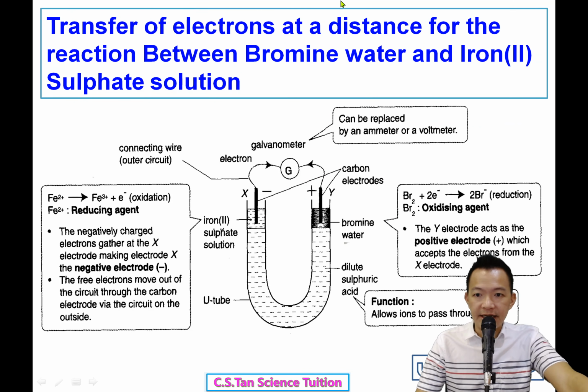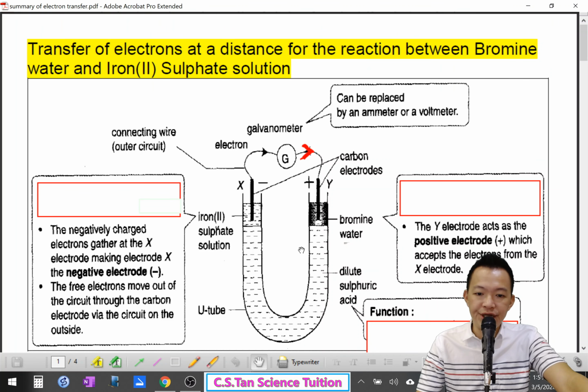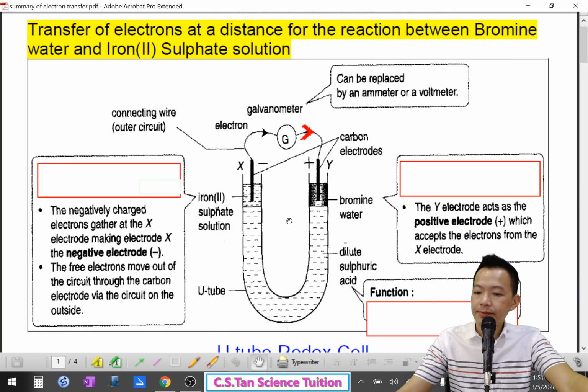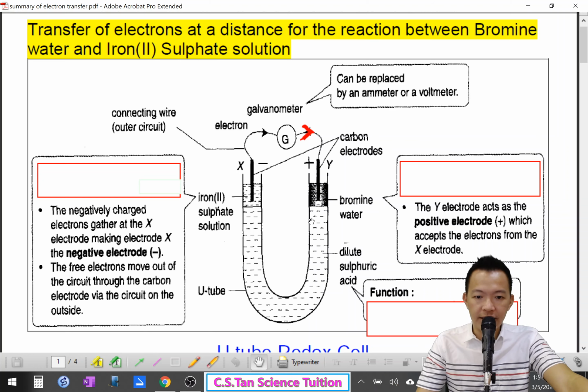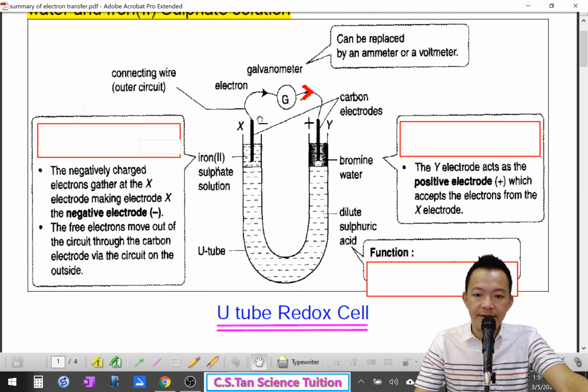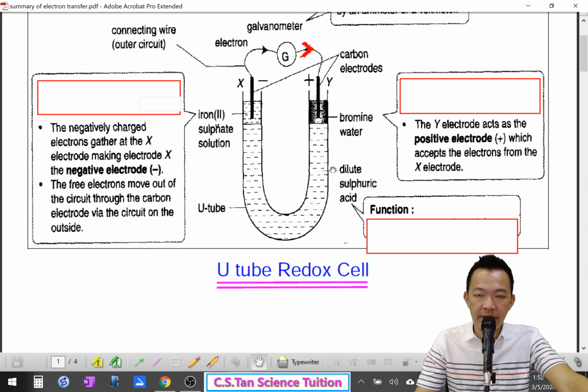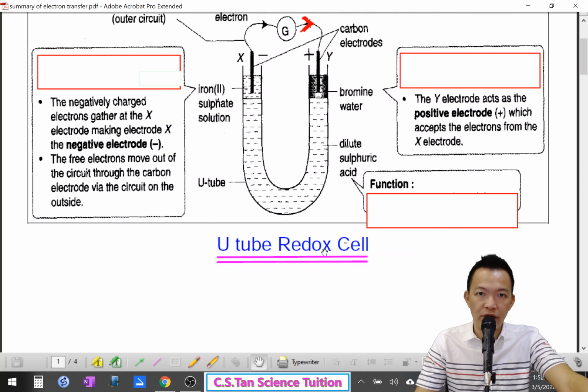So, transfer of electron at a distance for the reaction between bromine water and iron 2 sulfate. Now we look at the diagram in more detail. Iron 2 sulfate reacts together with the bromine water, so I put them into a U-tube. This is a setup. I call it U-tube redox. Copy on your notes: U-tube redox.